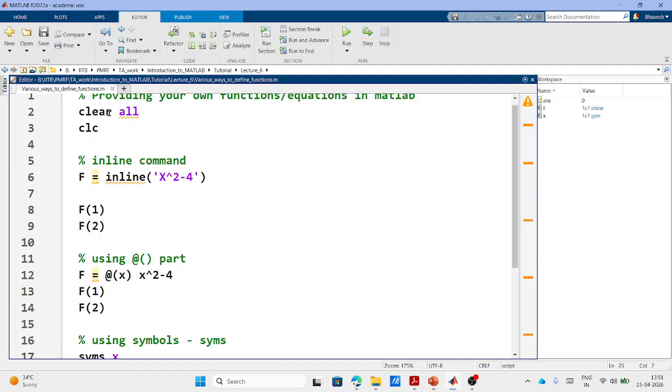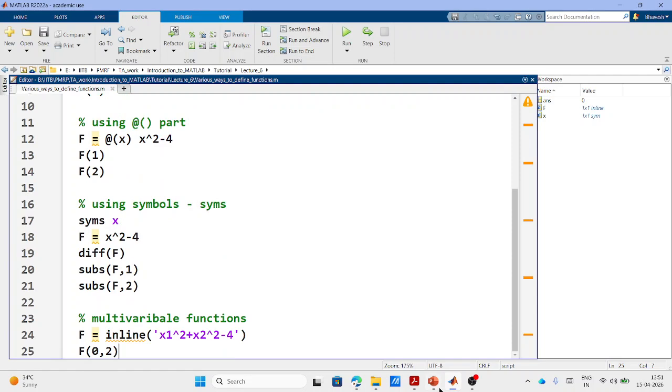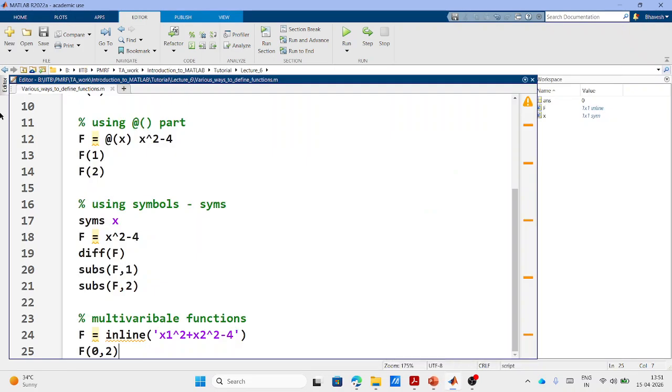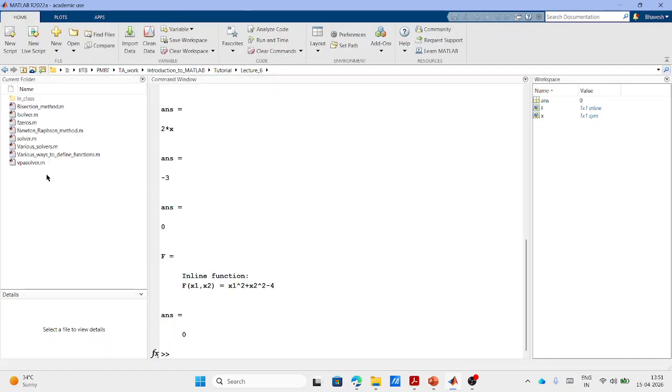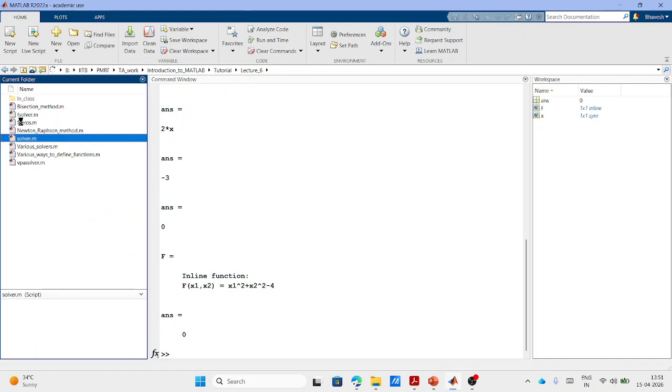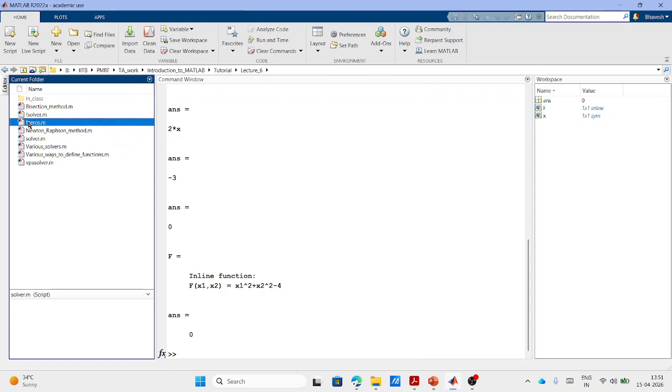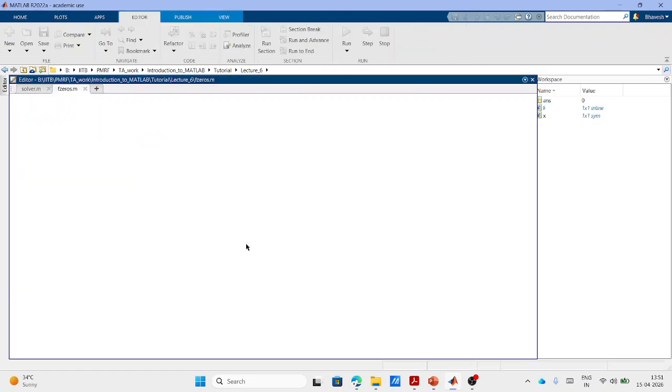So with this understanding of how to define the function through various routes, now let's look at the solver part, right? The first solver was fzero, to find the root of a non-linear equation with a single variable. So here, let me look at the solver command, the fzero command.